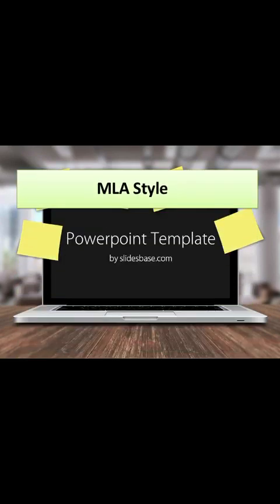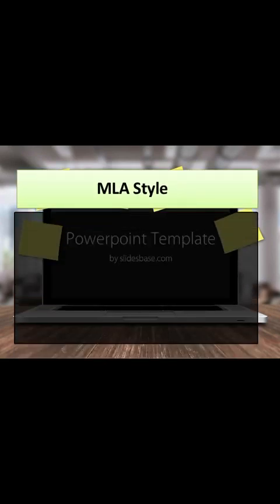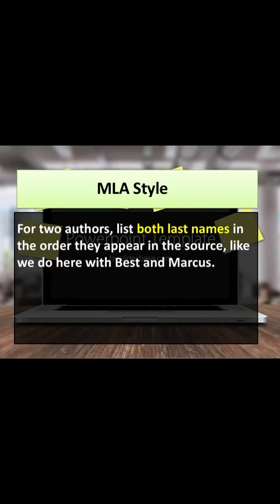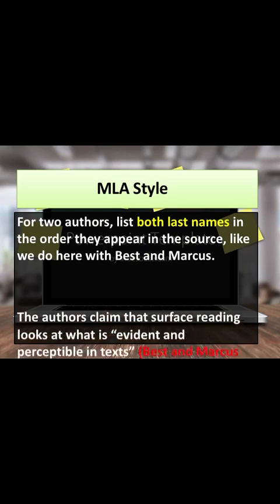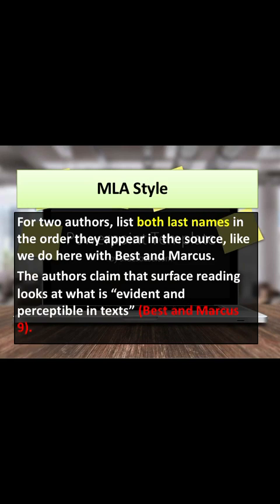In the case of having a source which is written by two authors, we need to list both last names in the order they appear in the source, like we do here with Best and Marcus. Best and Marcus are last names of two authors. It is an example just to explain this case to you.